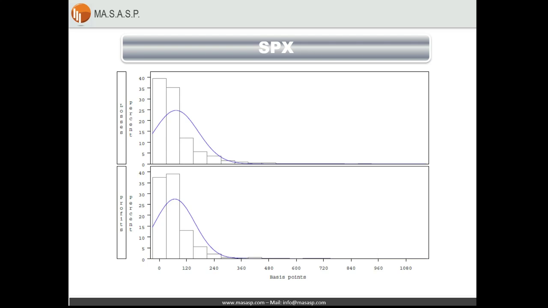Well, that's all for the moment with regards to skewness and kurtosis. They will be discussed in detail in Lesson 8.